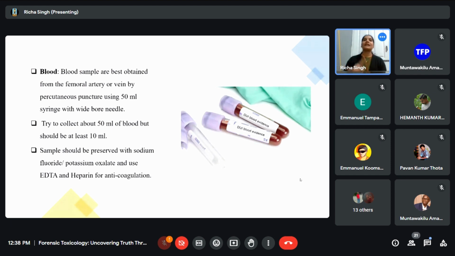In case you're collecting blood, you will use sodium chloride or potassium oxalate as your preservative, and then you use EDTA and heparin for anticoagulation. You always pack your blood sample in vacuum containers and then you send it to the lab for the analysis.